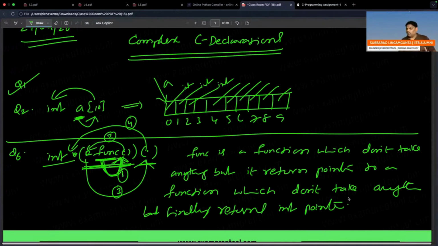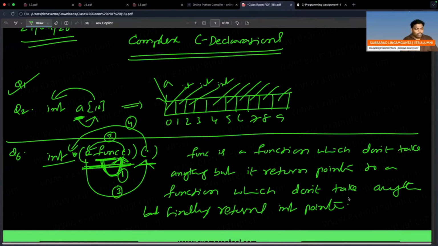Remember, two pointers. The first pointer is pointing to a function. Finally that function returns an integer pointer. Numbers are also given, so follow the numbers. What is number 1? Function C is a function. What is number 2? It doesn't take anything, but it will return a pointer. It returns a pointer to what? It returns a pointer to a function which doesn't take anything, but finally returns an integer pointer.